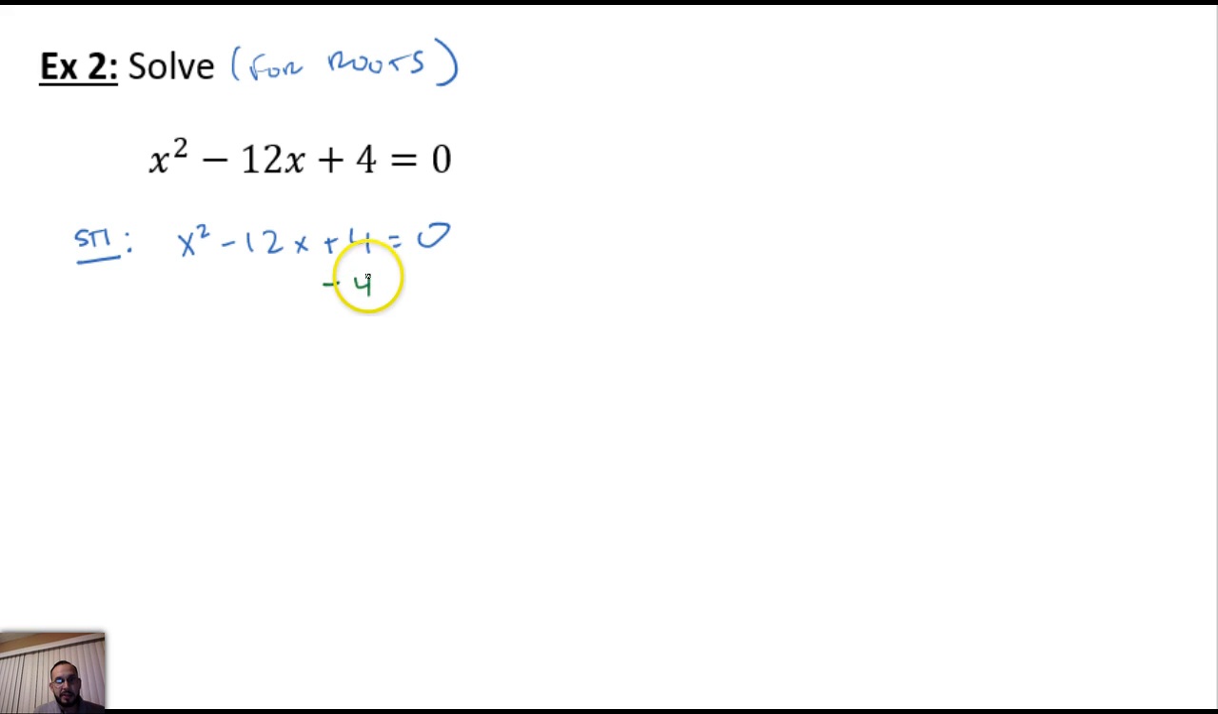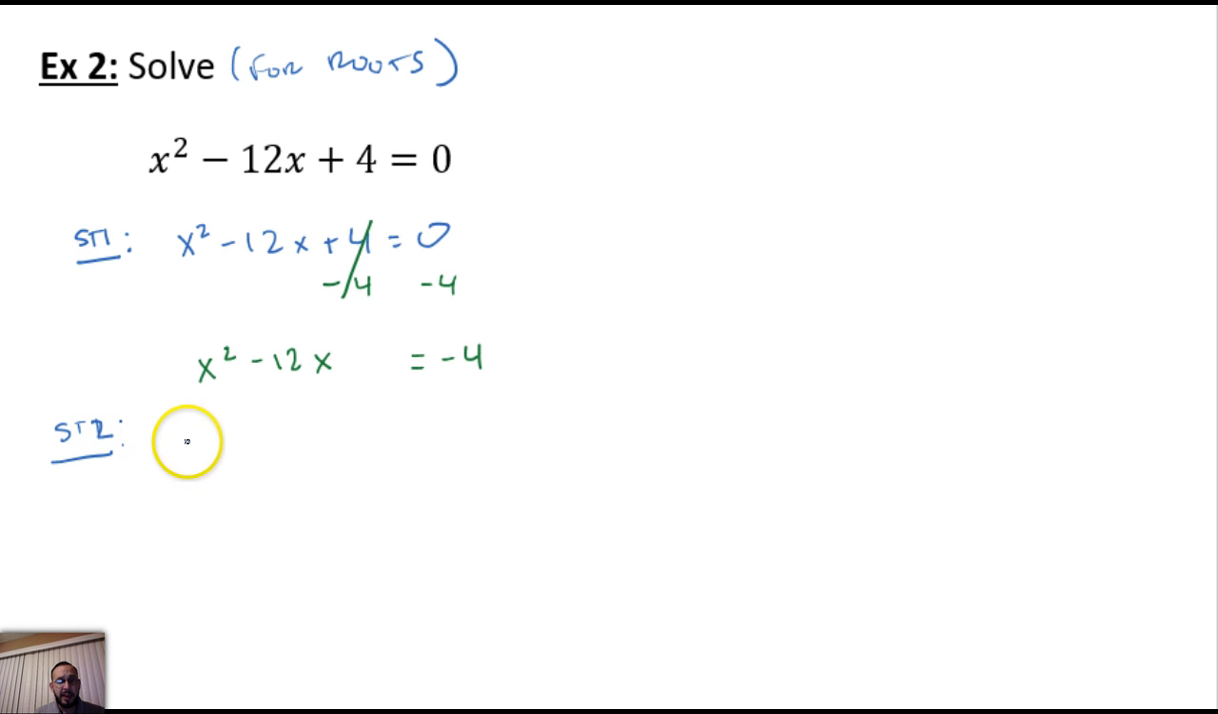So minus 4, minus 4. This goes away because 4 minus 4 is 0, and we're left with x squared minus 12x is equal to a negative 4. We're left with this blank spot. Now this example is very similar to the one that we saw in example 1, meaning we want to find out what value will turn this trinomial into a perfect square trinomial. So we're going to go to step 2.